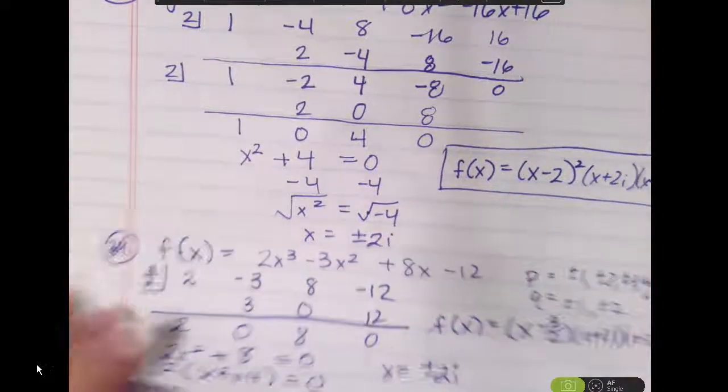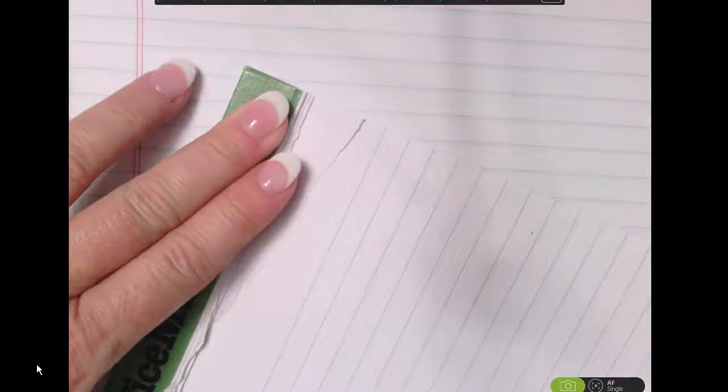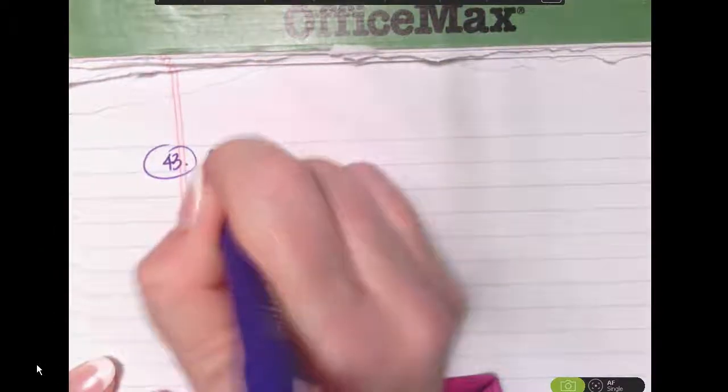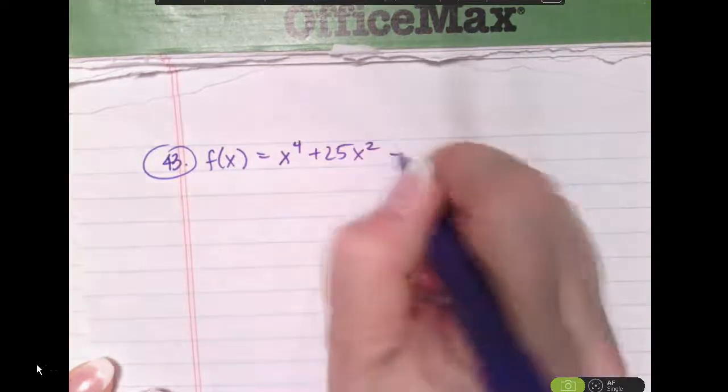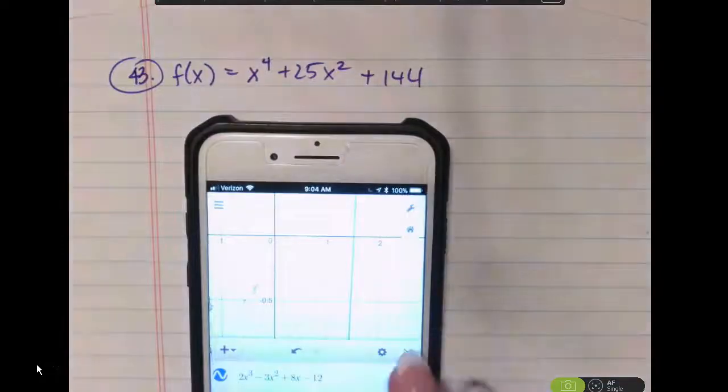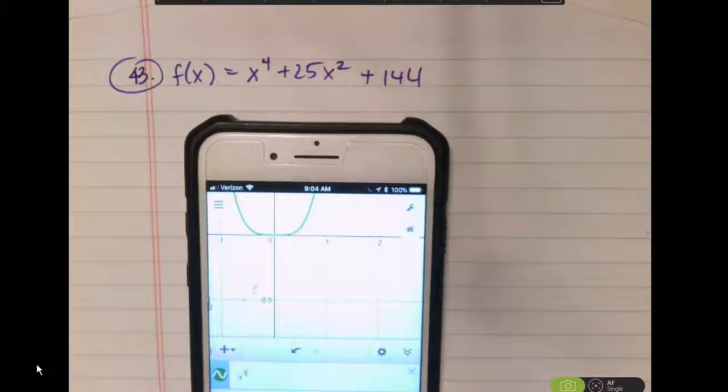Alright, so number 43 is next, and that one carries the same set of instructions. So 43, we have f of x equals x to the 4th plus 25x squared plus 144. And so if we graph that, we're going to get x to the 4th plus 25x squared plus 144.